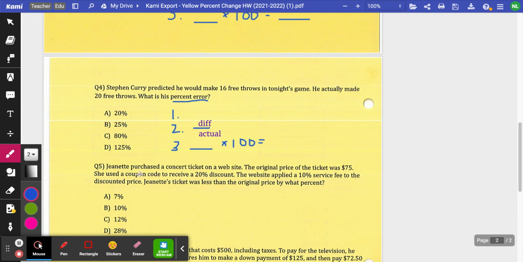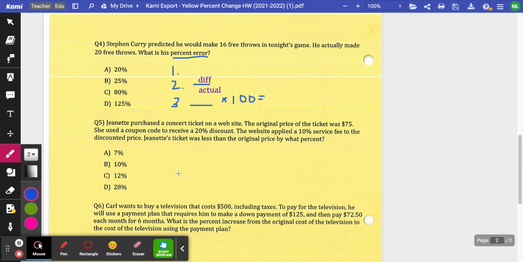The next question Miss Severick went over in class, you had to do a few different steps. You actually had to calculate out the discount and a service fee. So there were a few things you had to do. Jeanette purchased a concert ticket on a website. The original price of the ticket was $75. She used a coupon code to receive a 20% discount. The website applied a 10% service fee to the discounted price.